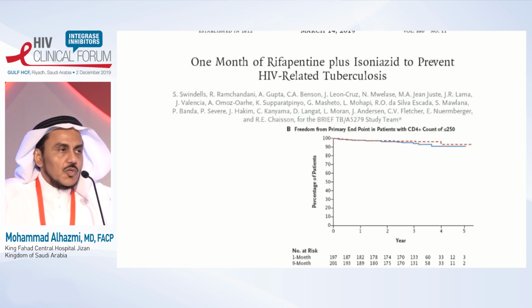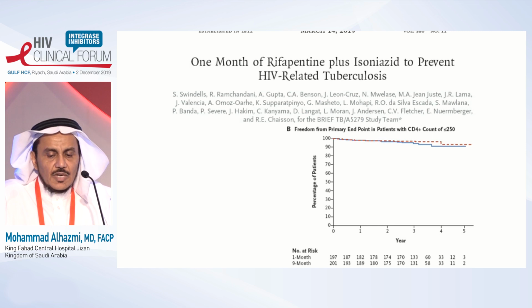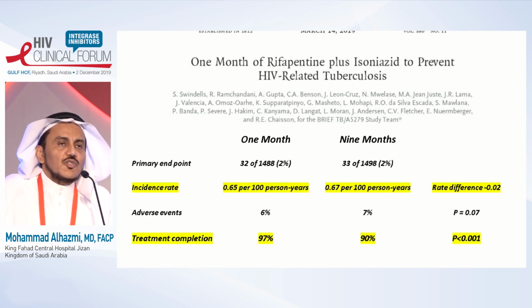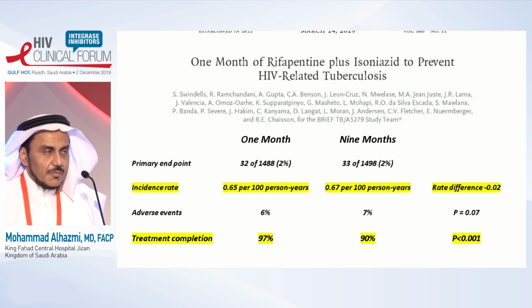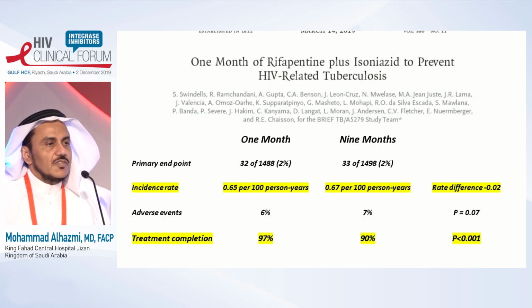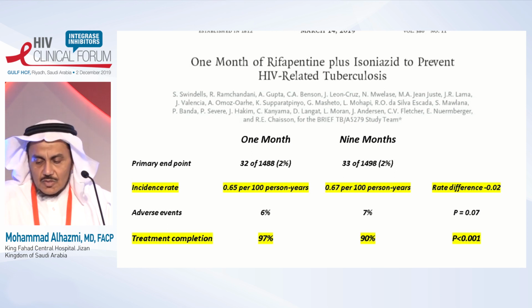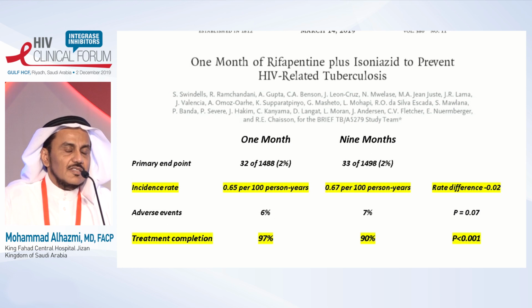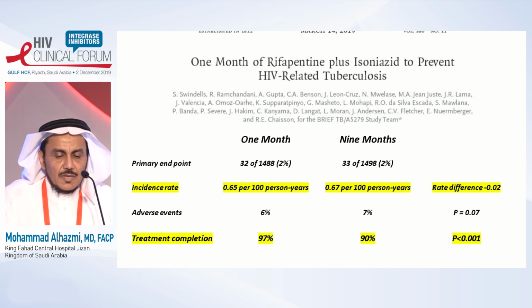And in fact, that was true whether we have a lower CD4 count or even early HIV infections. The good thing in this study, because of shorter durations, 97% were able to achieve treatment completion. In relation to the INH, because of the long therapy, there was only 90%. The cure rate, or the incidence rate, was almost the same in the 2 arms.